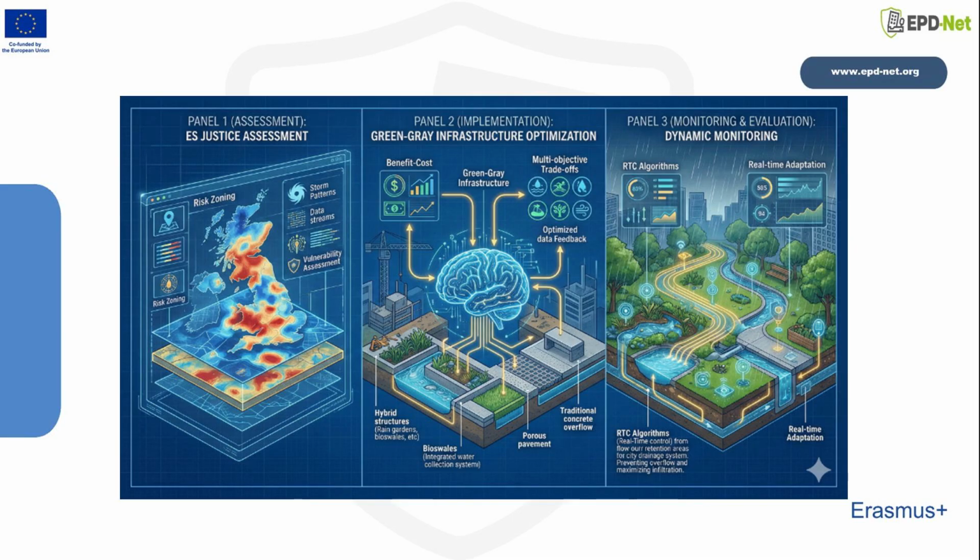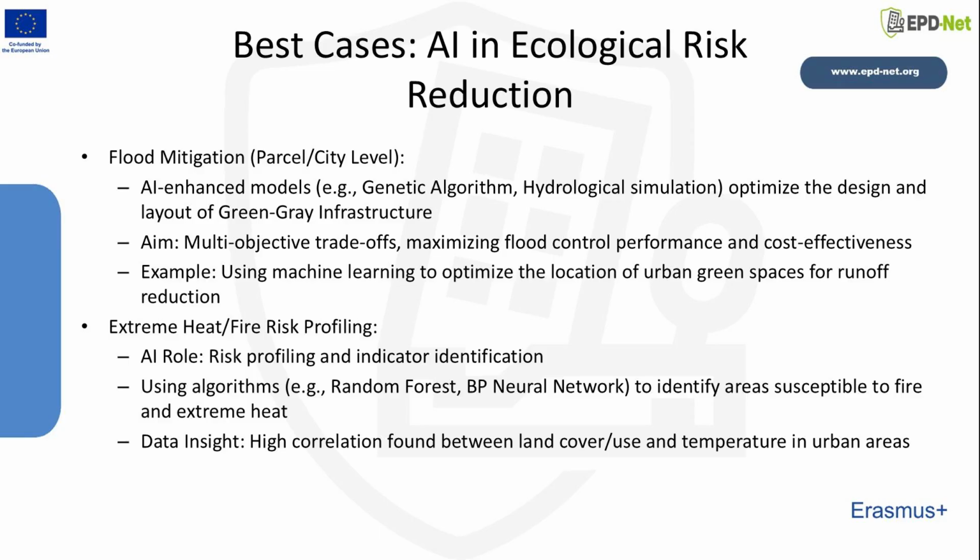strategy. To illustrate the power of AI in practice, let's look at 2 key best cases in ecological risk reduction. First, we examine flood mitigation at both the parcel and city level. This is often focused on improving stormwater response, the largest proportion of ECO-DRR cases.